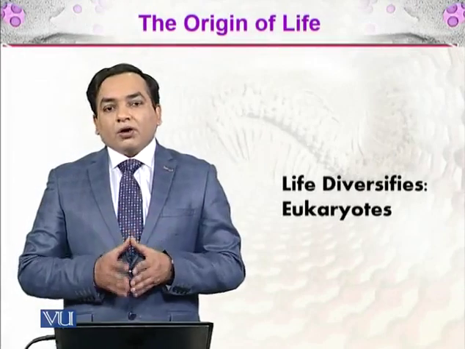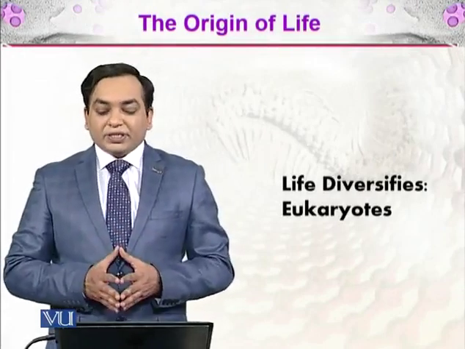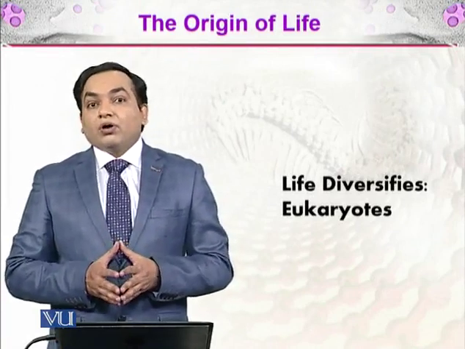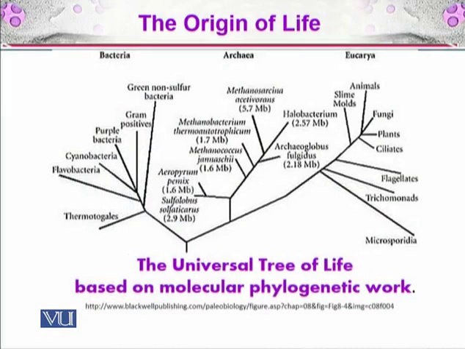So in the topic of origin of life, we will be discussing the diversification of life and the origin of eukaryotes. How life diversified can be seen in this diagram. We have seen that there are three main domains of life: one is bacteria, another is archaea, and the third one is eukarya. This diagram shows the universal tree of life, and it is based on molecular phylogenetic work.